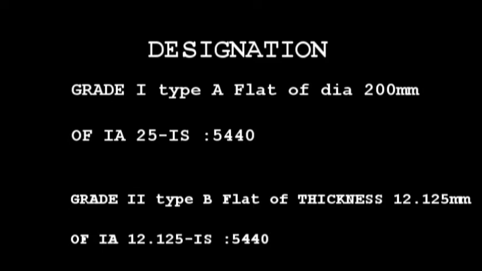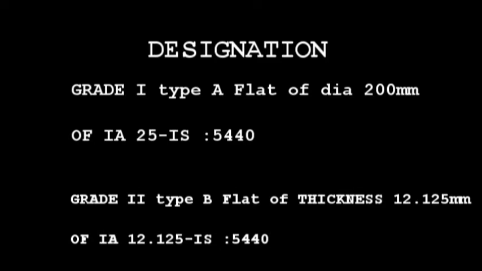For example, the grade 1 type A flat of diameter 250 mm is designated like this: optical flat 1A 25, Indian Standard 5440-1969. So this is the designation for this optical flat grade 1.